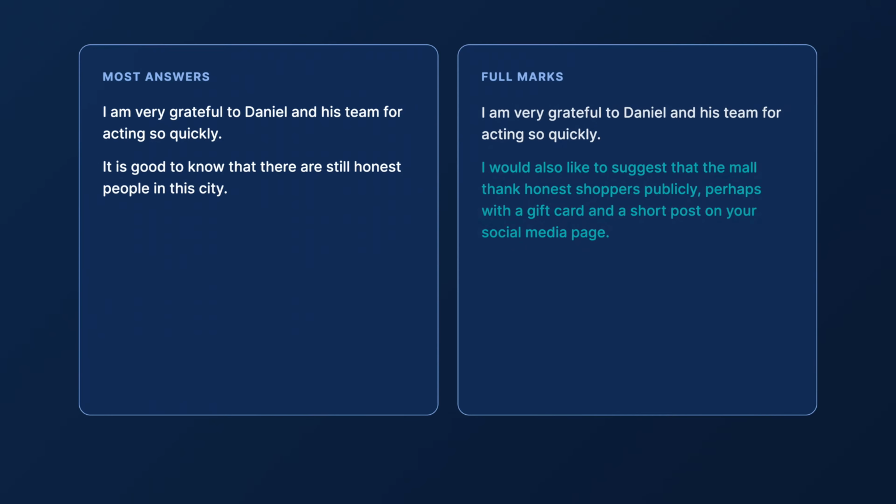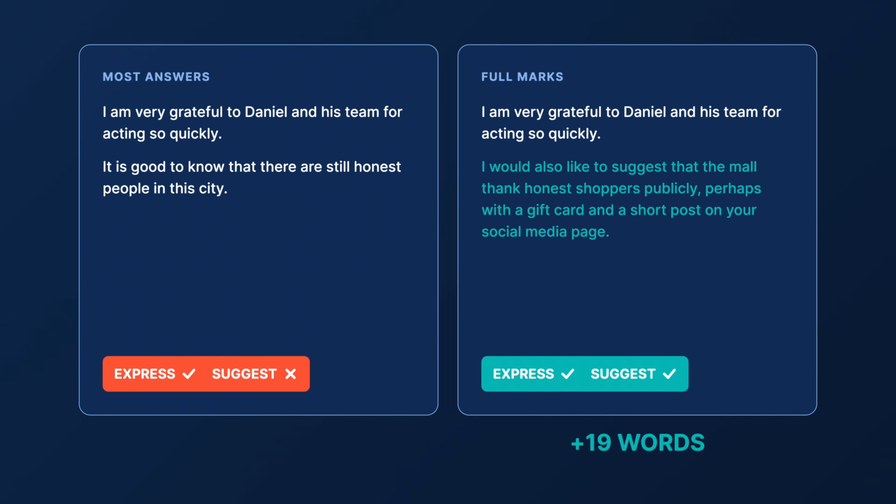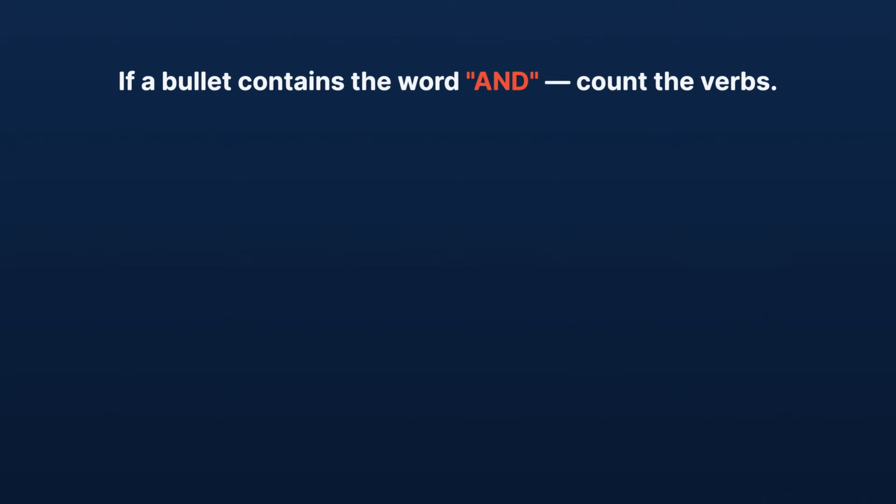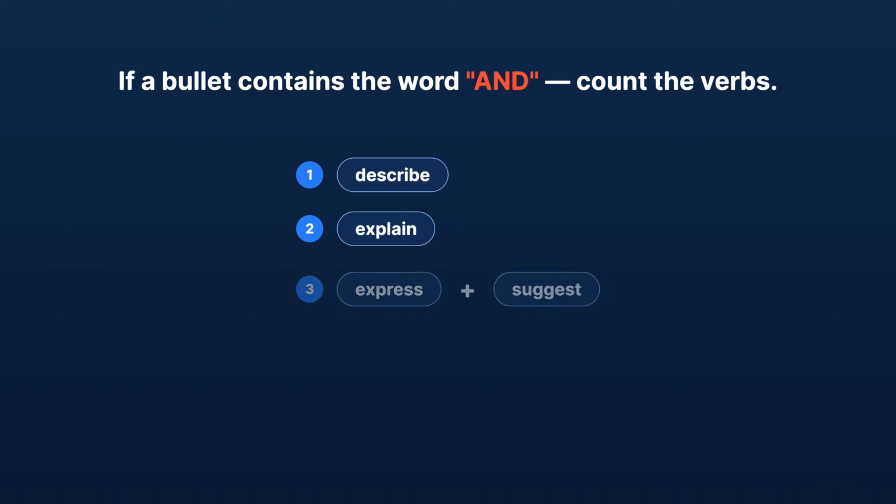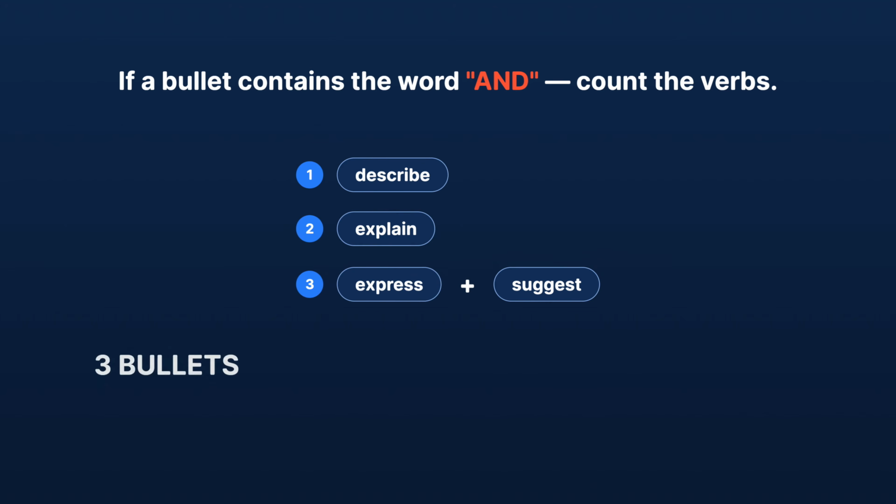The version that answers properly adds about 19 extra words to this answer. It adds the suggestion. Let's read it again. I would also like to suggest that the mall thank honest shoppers publicly, perhaps with a gift card and a short post on your social media page. So, this is the rule I suggest you. When you see one of the points in your writing task 1 and you see the word and inside it, count the verbs. Maybe that point is asking you to express 2 things. So it's better to count the verbs we see in the points, not only the points themselves.